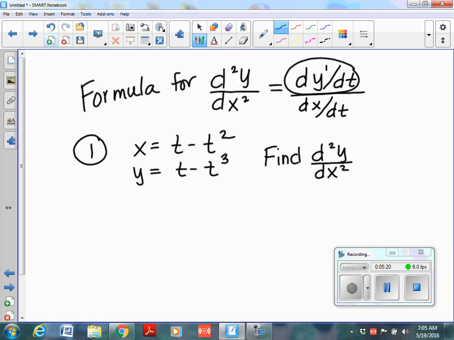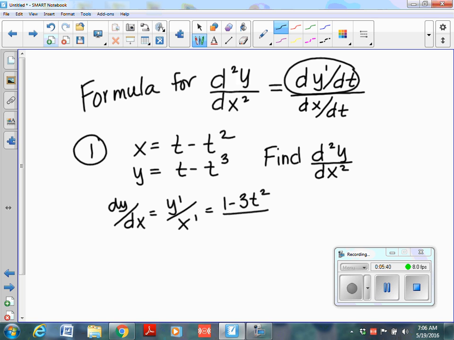So the first thing I'm going to do is find the first derivative. And how do you find the first derivative? It's dy/dx, or y prime over x prime, which makes sense. Y prime is 1 minus 3t squared.